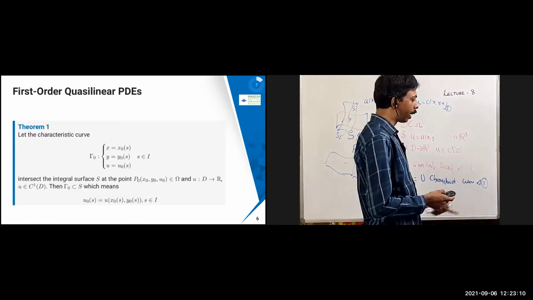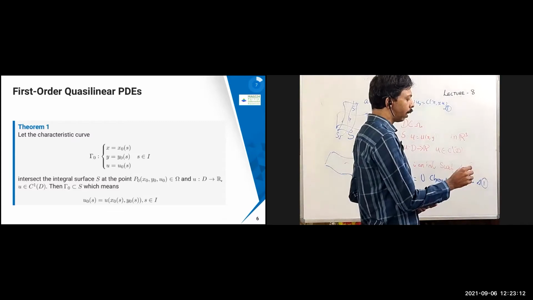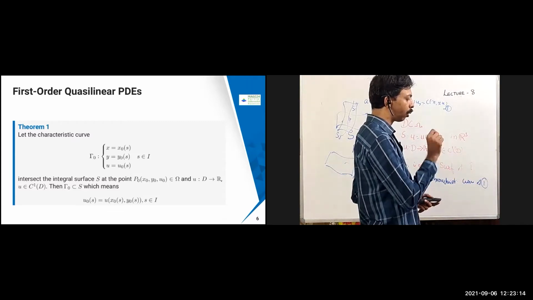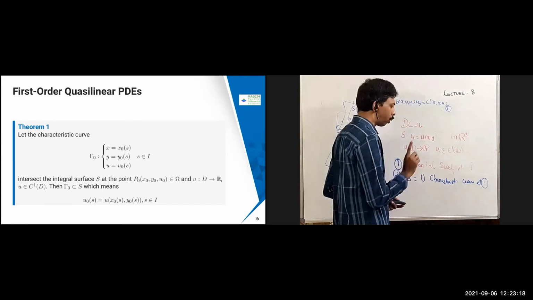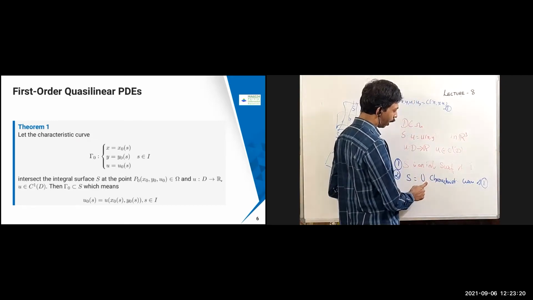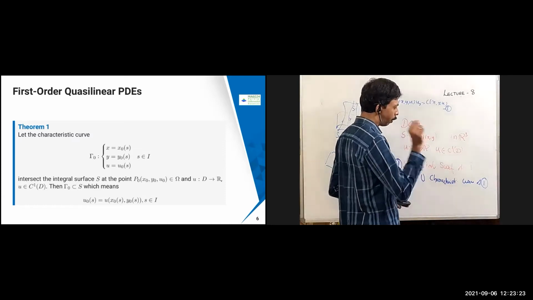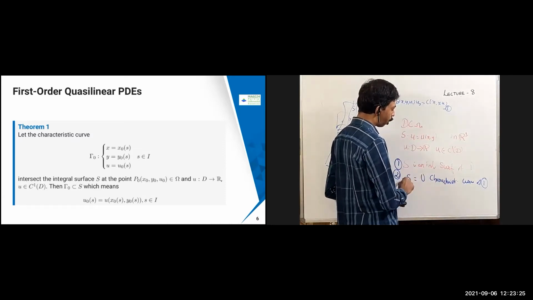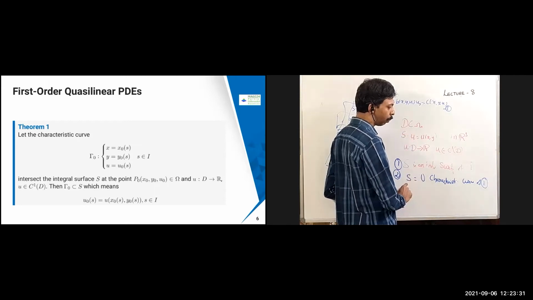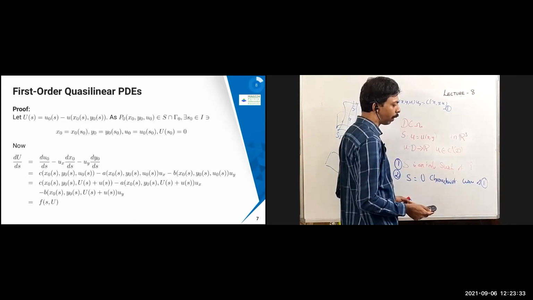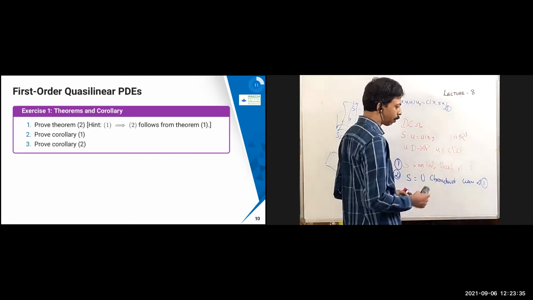Because here we have already proved that if you take any integral surface and any part, automatically that gamma naught is going to be a subset of S. So that means we take any characteristic curve. If S is an integral surface, any characteristic curve is again a part of it. That means the union of all characteristic curves is going to come. So that follows from theorem 1, very straightforward.